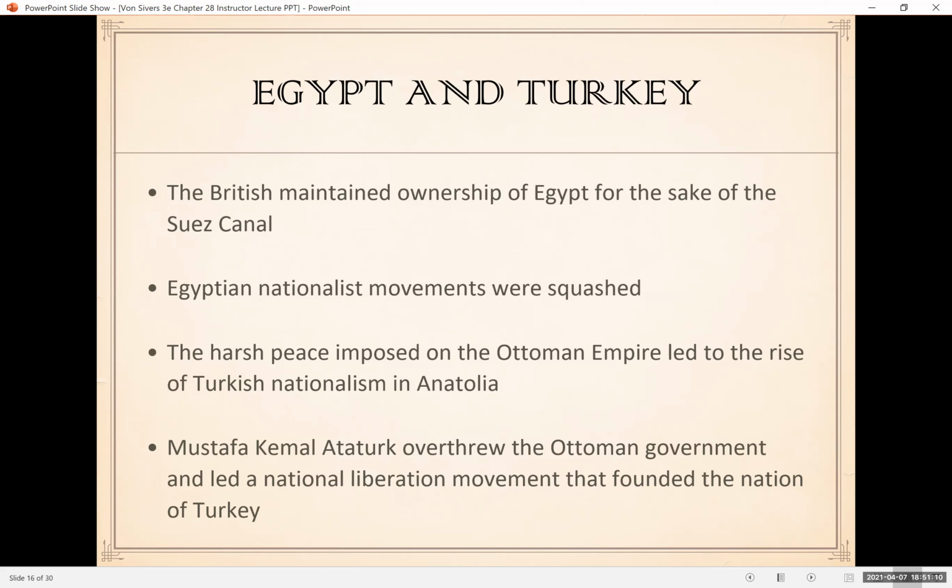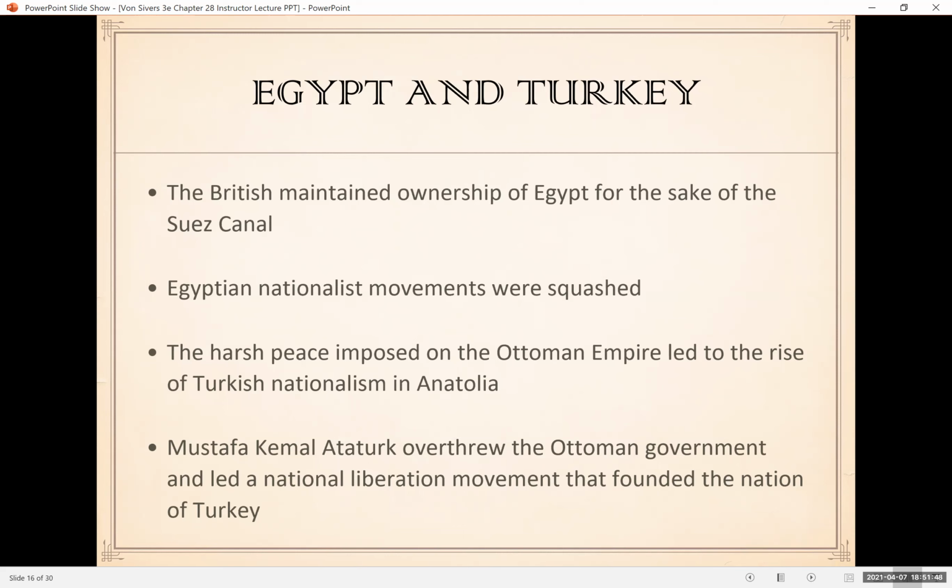Ataturk had been the military hero at one of the most bloody and pivotal battles in World War I called Gallipoli. Ataturk will be the guy ordering the shelling of the Anzac troops, the Australian and New Zealand troops trying to land on Gallipoli. It was an intense moment.